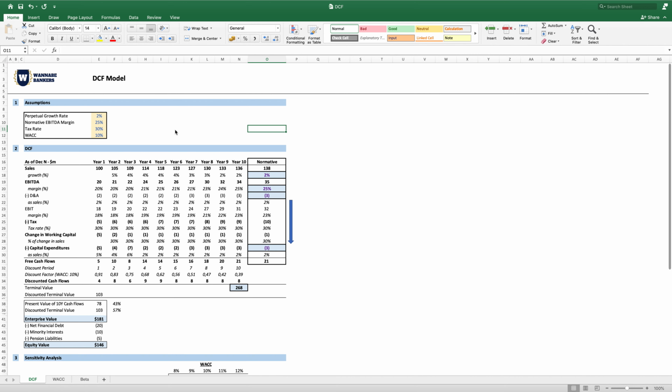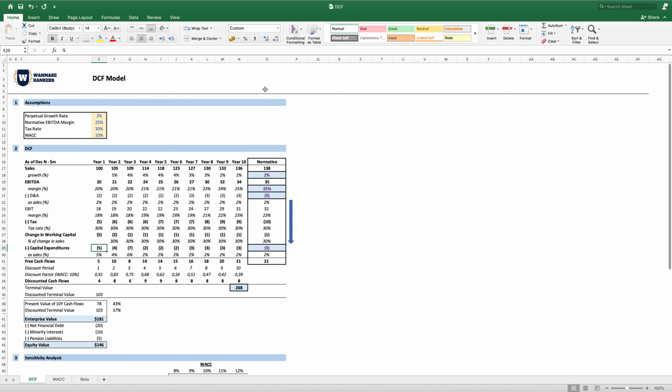In terms of the financials that you would need to have in your DCF model, we usually have the sales and also the other financials which are required in order to build the free cash flow to the firm. So you have the EBITDA, D&A, EBIT, the tax on EBIT, the change in working capital, and the capex.